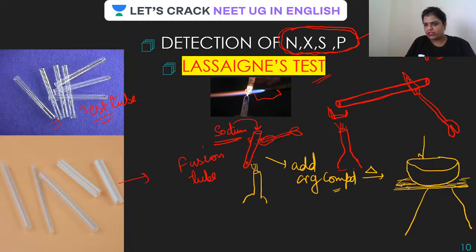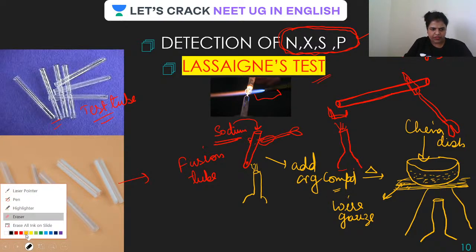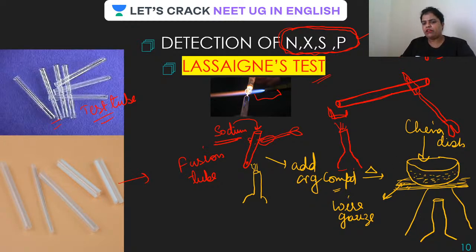Yes, this particular one is the china dish. This is the wire gauze, and here we keep the burner like this. In that, water is getting boiled, warm, you can say initially. We always prepare this setup, but we have not turned on the burner. Remember, we always make the setup ready before we go to heat this fusion tube and all.